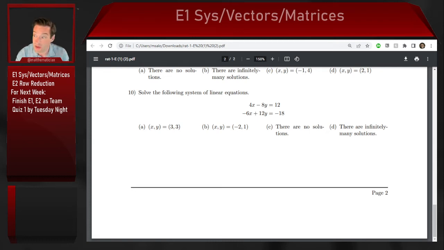The last question on this readiness check asks you to solve a system of linear equations. It's 4x minus 8y equals 12, negative 6x plus 12y equals minus 18. So I suppose I should ask, first of all, what has been your overall strategy so far? Like what methods have you been using to try and solve these systems of two equations with two variables?